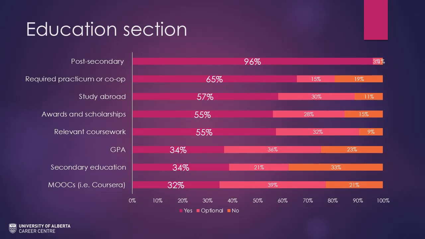Relevant coursework means relevant to the employer, not relevant to your research interests. It also means not every course you have completed. If they want to know all of your specific courses, they will ask for a transcript. Secondary education does not have to be included in your resume. Almost as many respondents said no compared to the percentage that said to include secondary education in the education section.